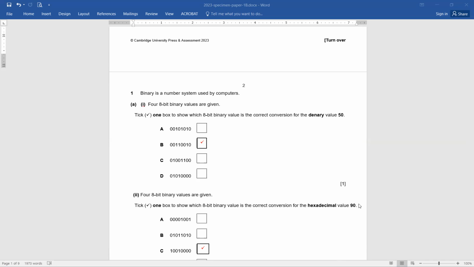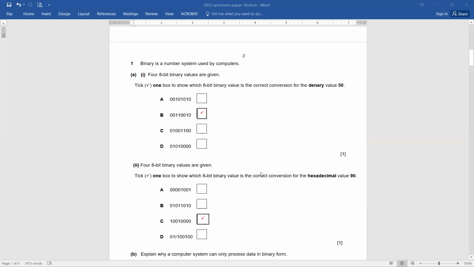Second part of this question is, now you are given a hexadecimal number. Now be cautious. Although it is written 90, but remember, it's not a denary number. It's basically a hex value. And for that, what is the right answer?